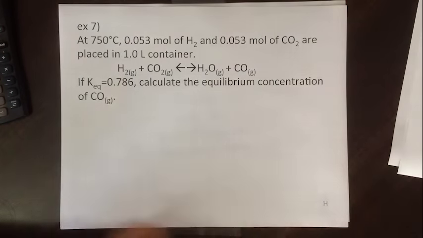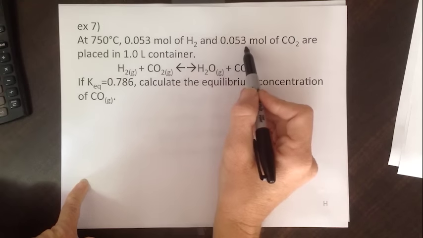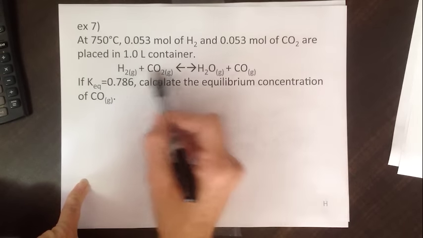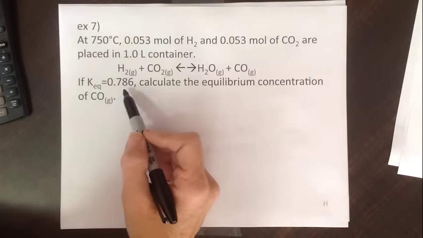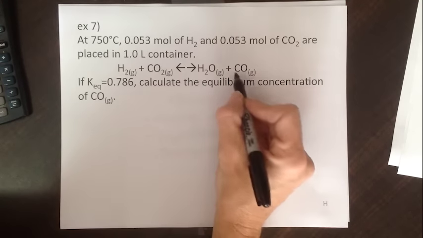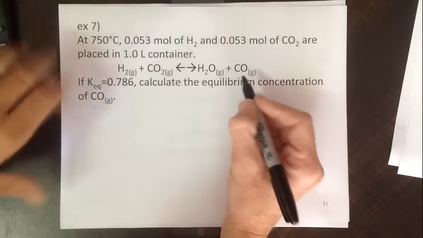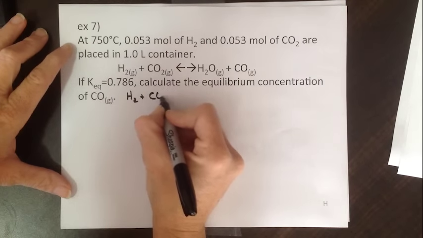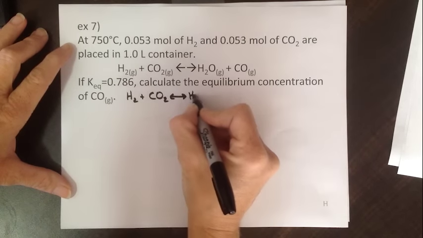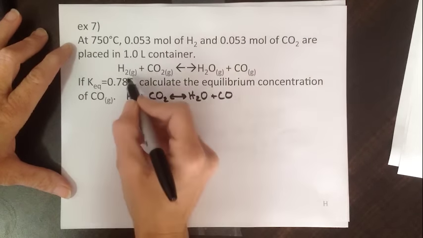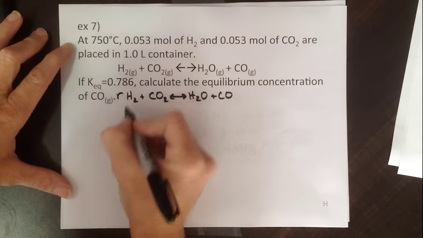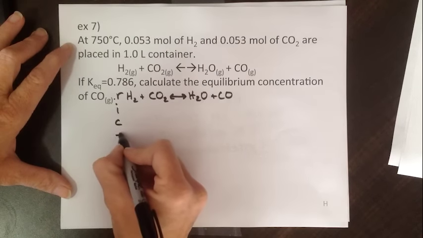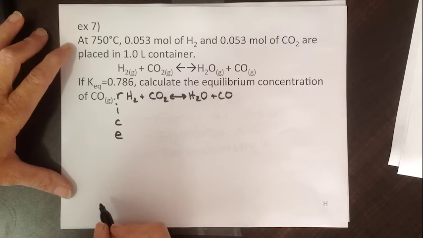This one, I'm going to add 0.53 moles of hydrogen and 0.053 moles of carbon dioxide, and they're put in a 1 liter container. And then I have a K, so I want to know how much I have at equilibrium of carbon monoxide. So I'm going to set up what we like to call a rice chart. I'm going to do a quick check for any liquids and solids, none. Rice chart, the reaction, the initial concentrations, the change in concentrations, and the equilibrium concentrations.